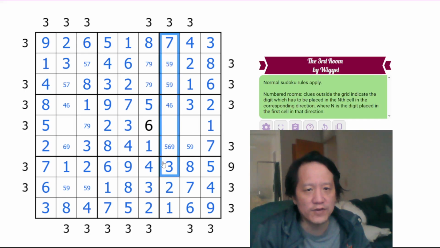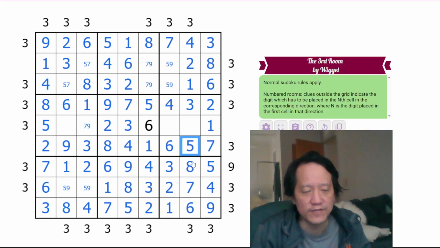We have a 5, 9, 5, 9 pair in column 7, which eliminates 5 and 9 in the rest of the column. This can't be 5 or 9, it's 6, which eliminates 6 here, so this is 4, which makes this 6, which makes this 9, which makes that 5.